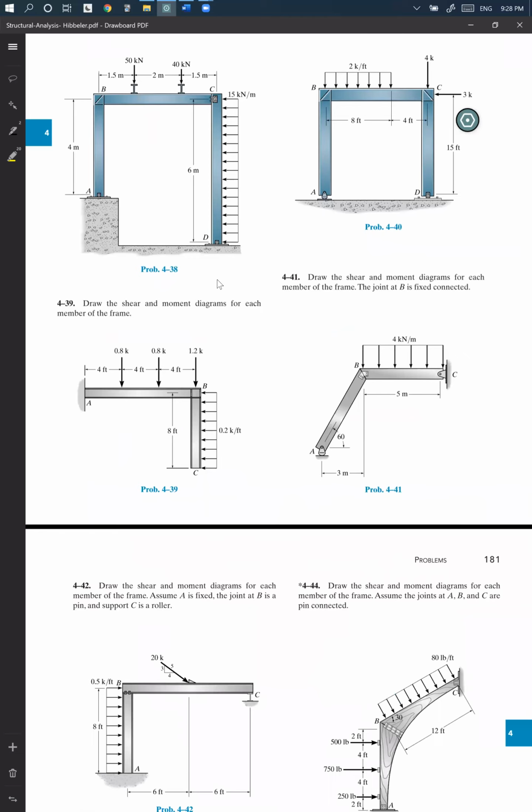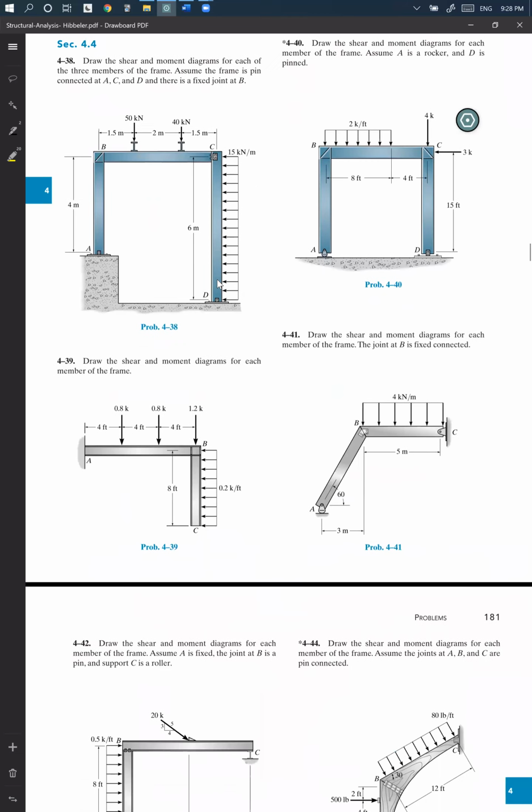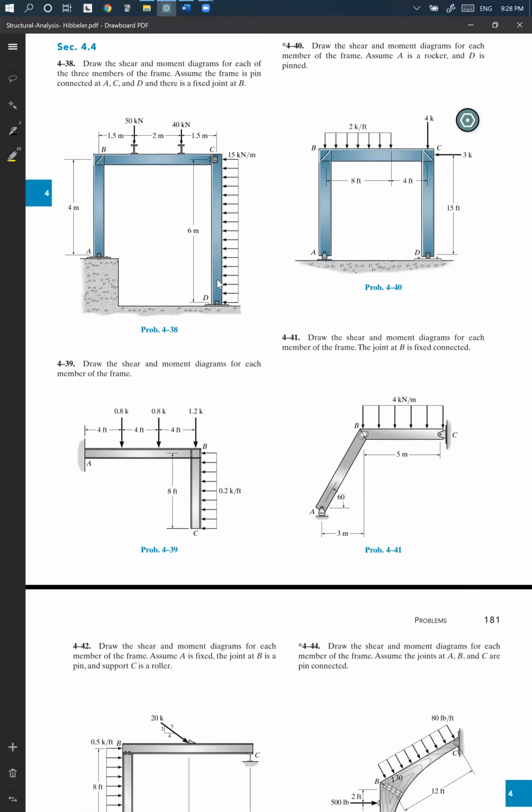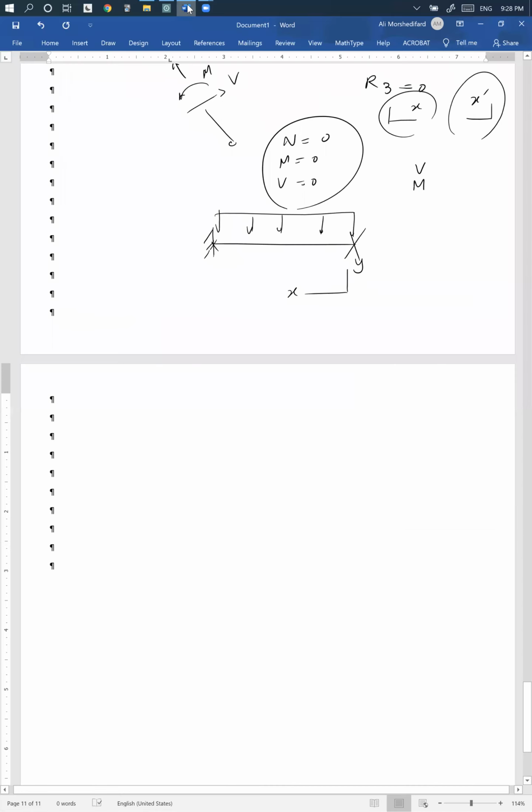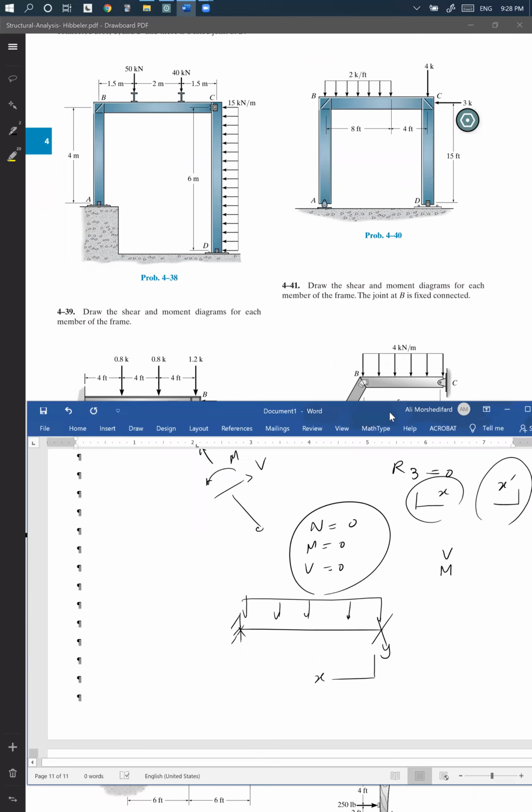Oh yes. Draw the shear and moment diagrams for each of the three members of the frame. Assume the frame is pin connected at A, C, and D. Okay, it's not too difficult. Okay. So let me put this here.